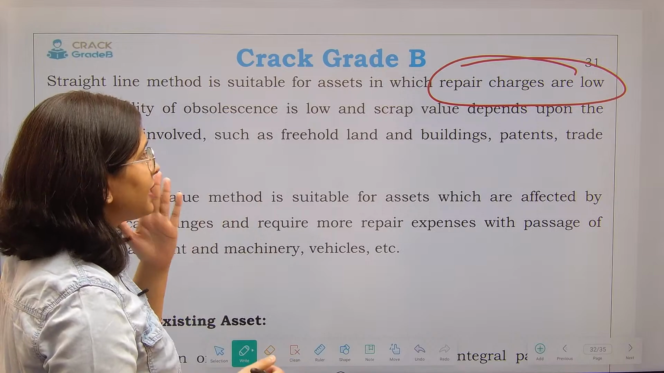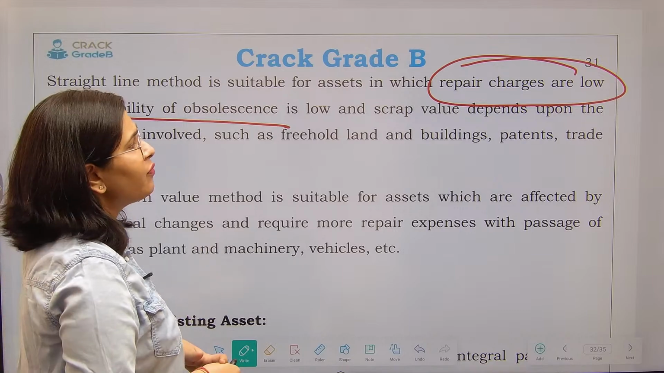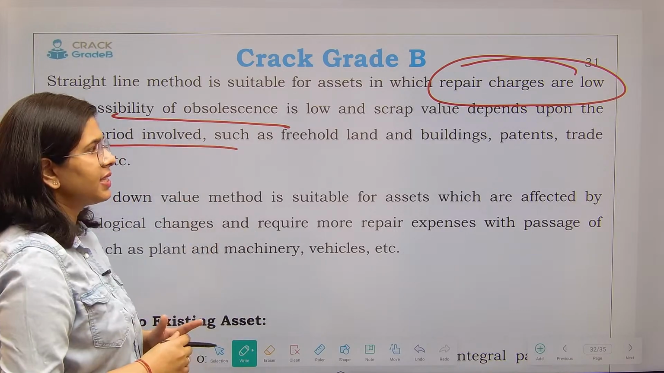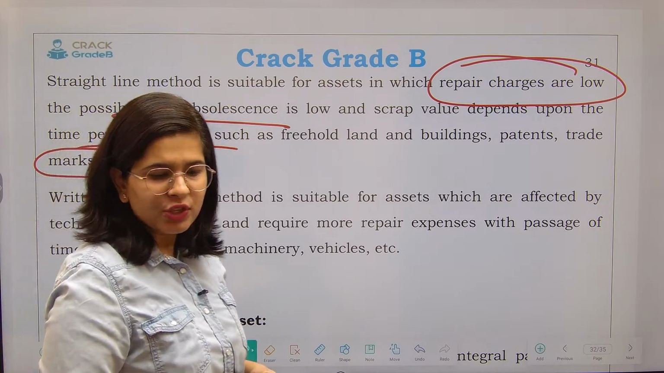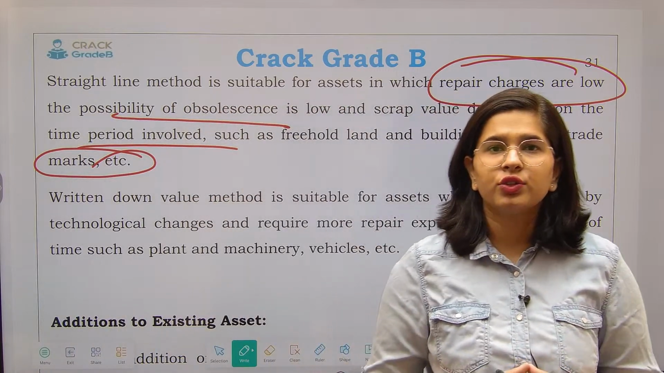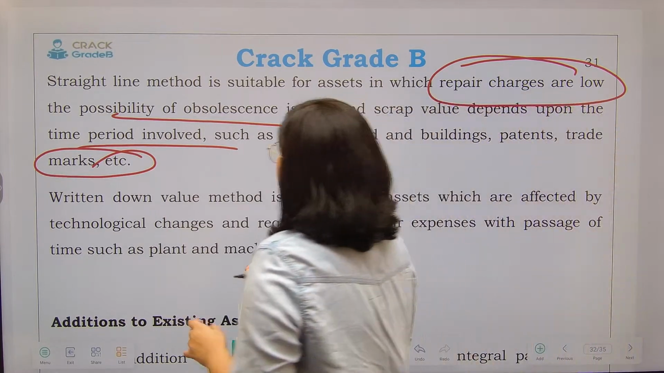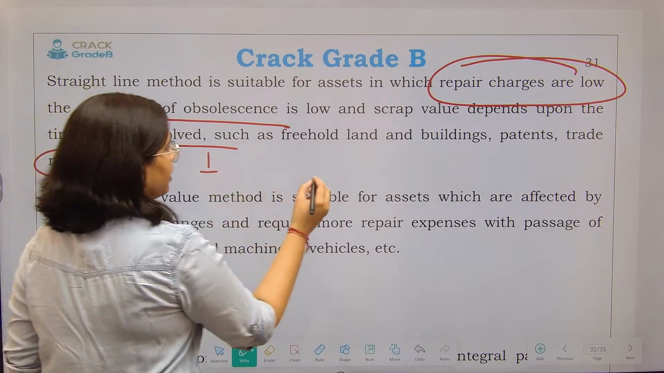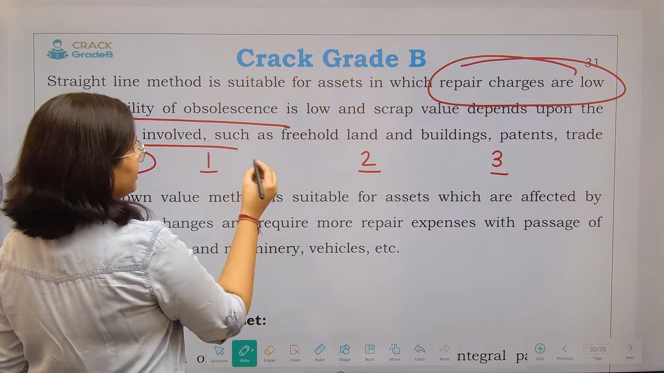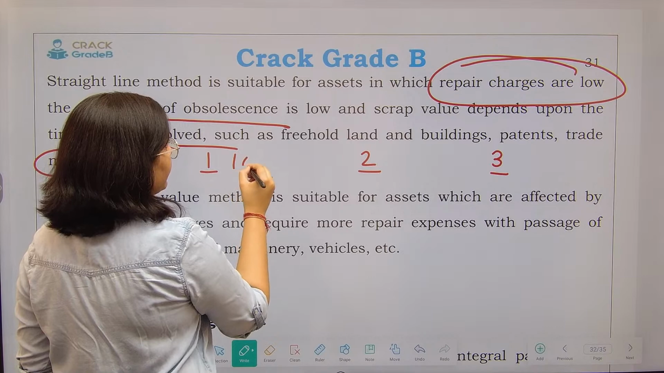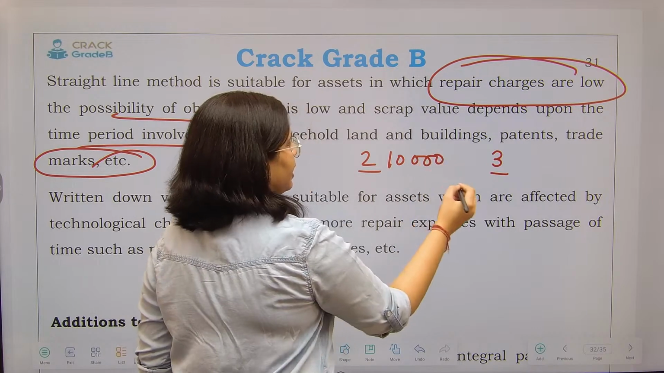So come over here. See this, repair charges are low, the possibility of obsolescence is low, and scrap value depends upon the time period involved, such as freehold land, buildings, patents, trademarks, etc. Fine. So in all these particular cases, yesterday I gave you an example, right? In that example, I showed you, suppose in year 1, year 2, and year 3, correct? In these years, depreciation expense under the straight line method is fixed: 10,000, 10,000, 10,000.